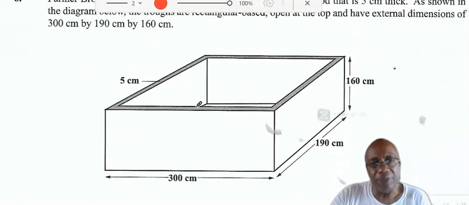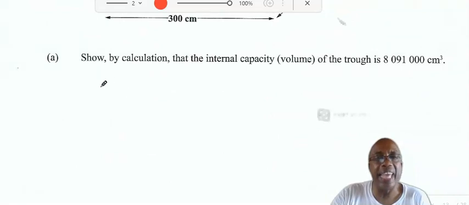First, let's find the length, the internal length. The whole length of the container is 300 centimeters. But remember the wood is 5 centimeters thick. So we have 5 centimeters on each side, which means we have to subtract 10 centimeters in order to find the internal length. So the internal length is 300 minus 10, which is 290 centimeters.